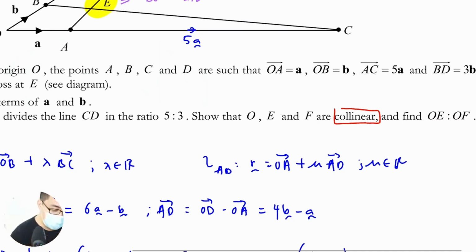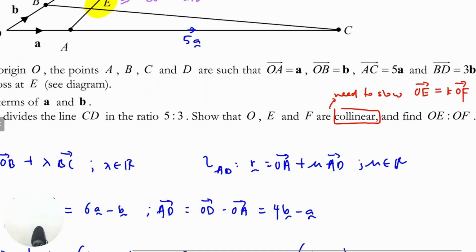Collinear will mean that you need to show OE is equal to k OF. Okay, you need to show that they have a common point, but of course it's not the only one. You can write OE equals to k EF also. It doesn't matter, but you need to show that they are parallel. So OE and OF are parallel.